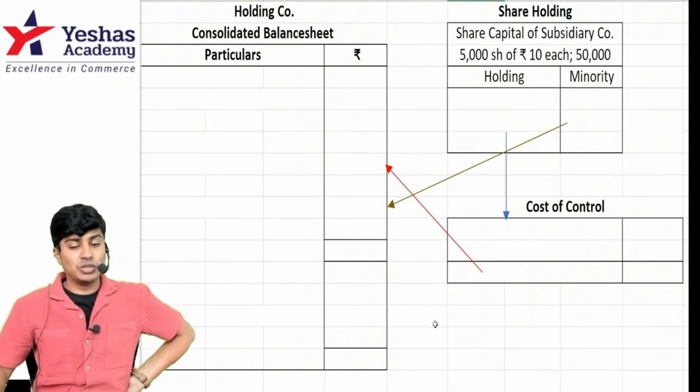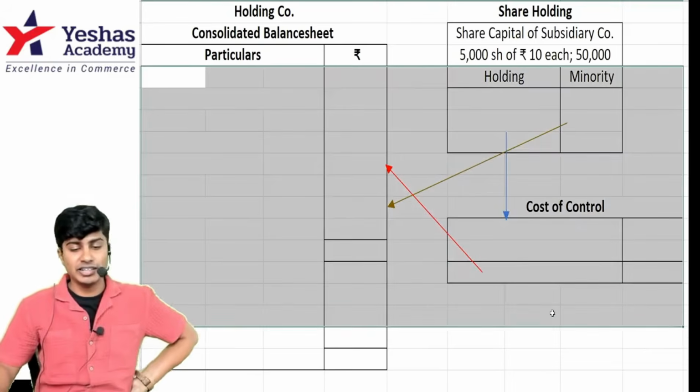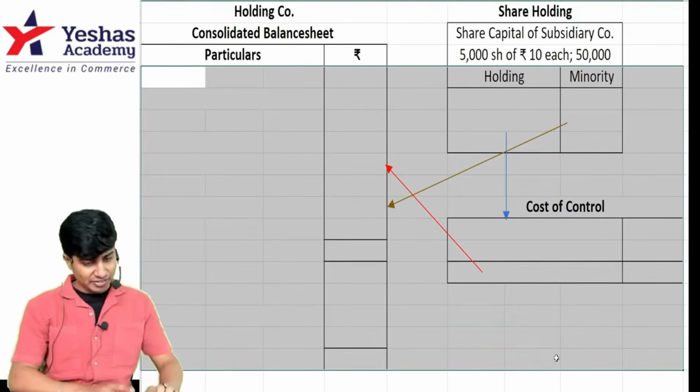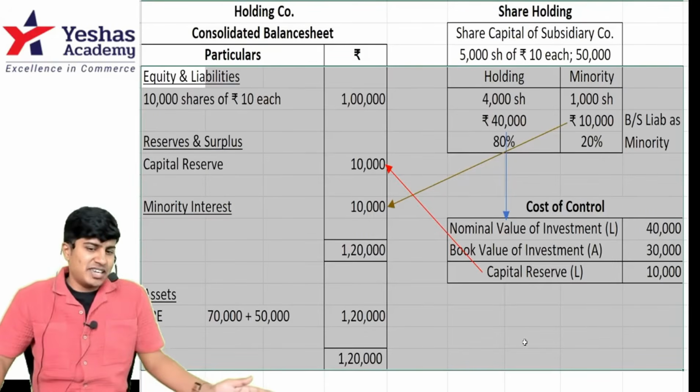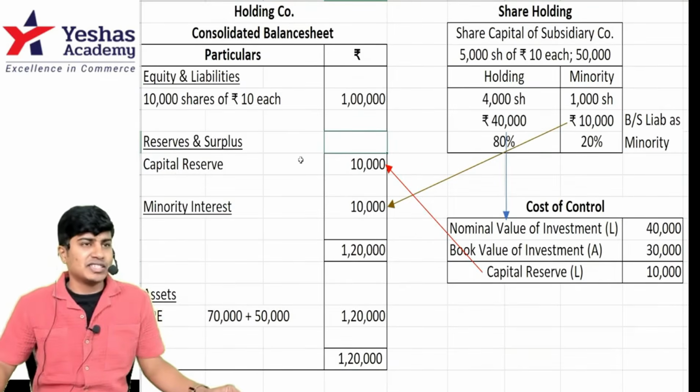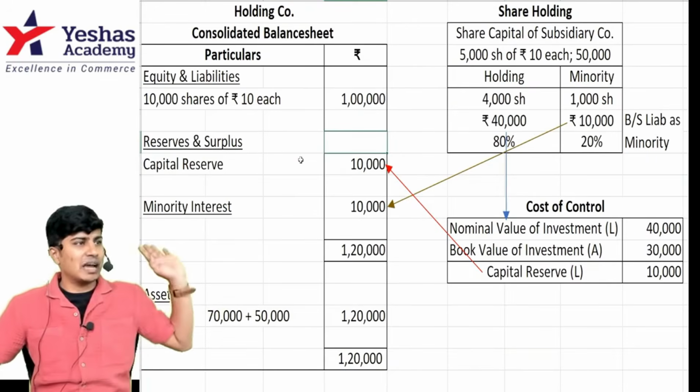I hope you tried the 6th one. Shall I show the answer? Yeah, not a difficult one. It is the same. The only point of difference is there was goodwill, here it is capital reserve.